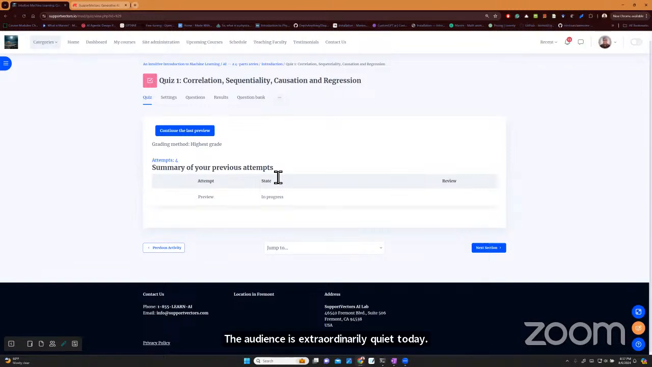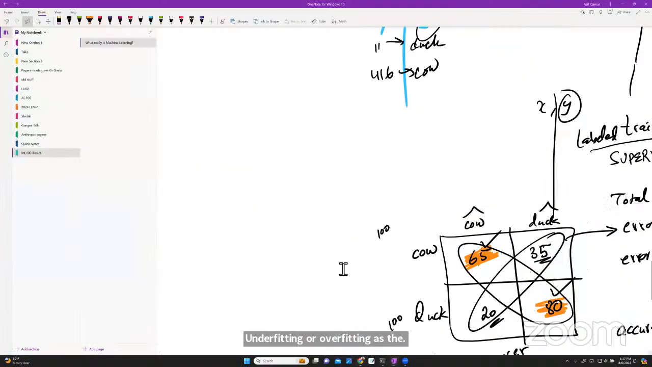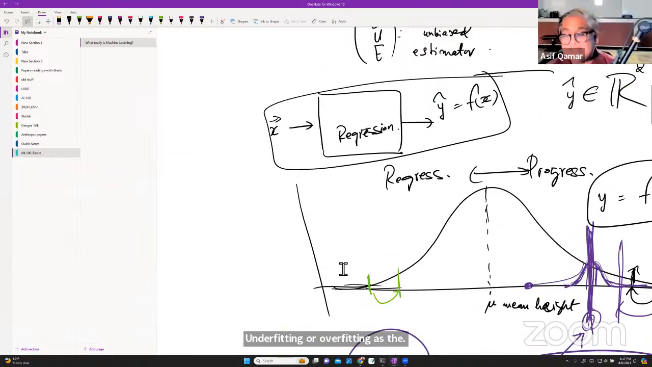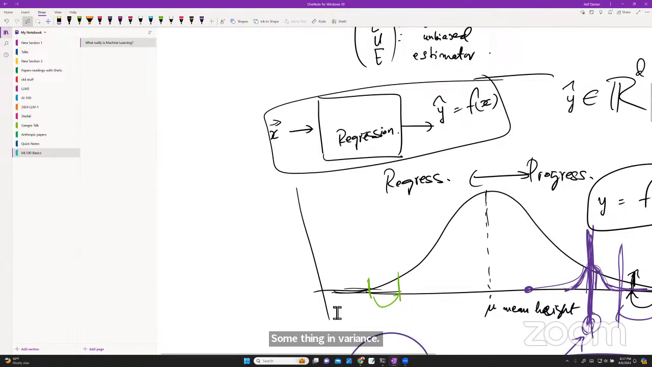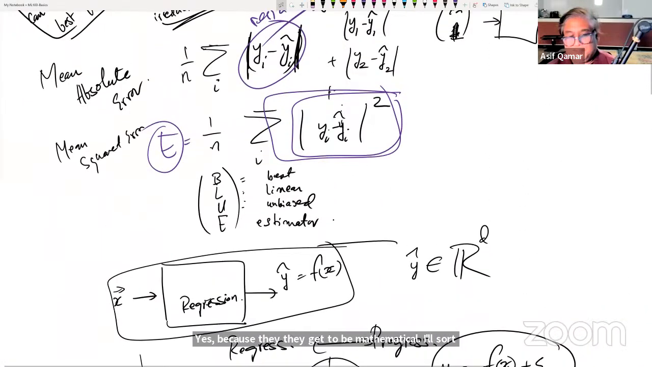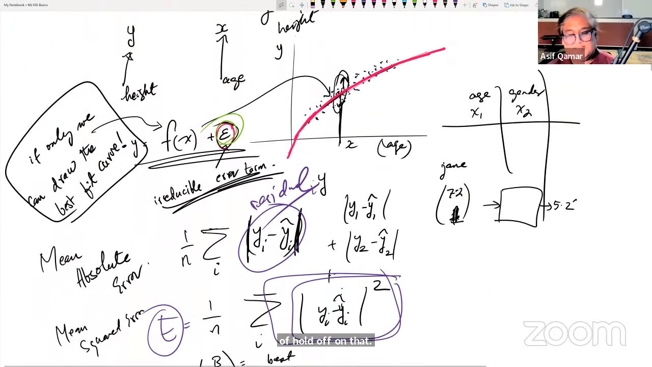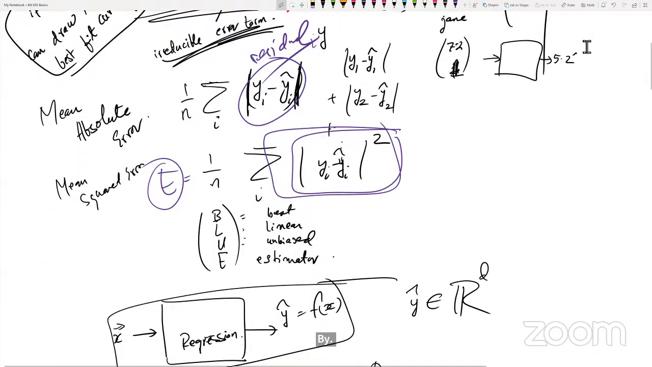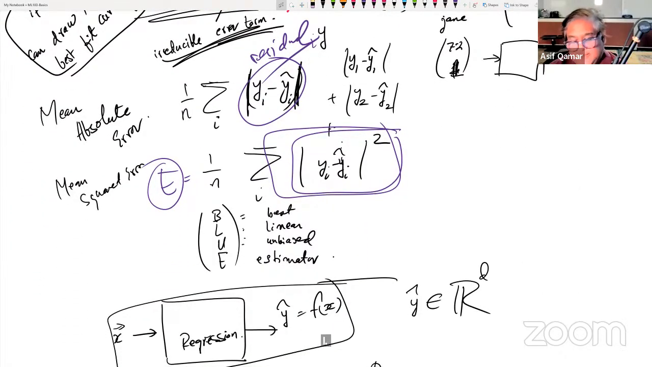Asif, at some point, I'm just backtracking in my notes, you referred to underfitting or overfitting as something in variance? Bias and variance. Bias, yes, because they get to be mathematical. I'll sort of hold off on that. By conscious decision, I wanted to keep this course to something that could be understood by, hopefully, high school kids. Understood. Okay.